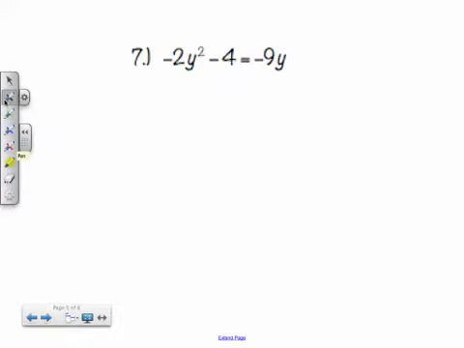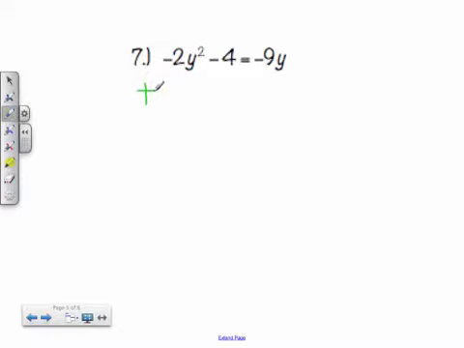Okay, so in number 7, if you notice, the leading coefficient here is negative, and it's a lot easier to factor if my leading coefficient is positive. So normally I would get rid of this negative 9y on this side and put it over here, but if I do, then I would still have a leading coefficient that is negative. So instead, I'm going to get rid of what's on the left side, and I'm going to put it on the right side. So instead of adding 9y, I'm actually going to get rid of this negative 2y squared by adding 2y squared. And I also want to get rid of the 4, so I'm going to add 4.